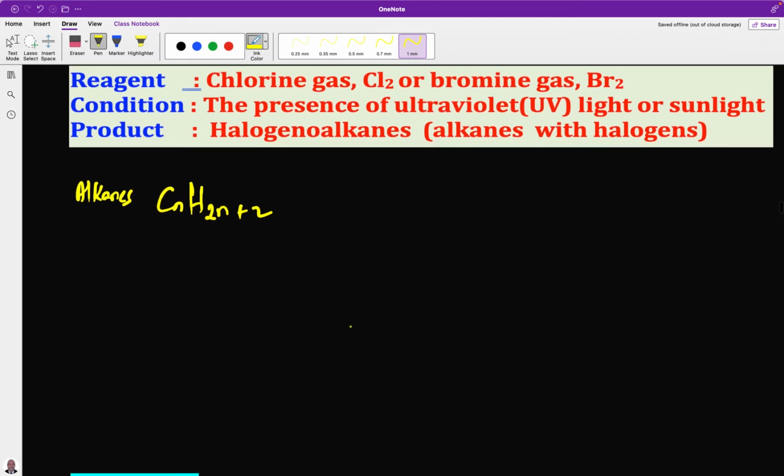We want to start with methane. What happens with methane? Methane is the first member of this group. If n is one, it will be CH, 2 times 1 plus 2 is 4. That is methane. We are going to do a halogenation substitution reaction of this hydrocarbon. As I said, all the hydrogen atoms in methane are replaced one at a time, and energy is required. So, let's start.